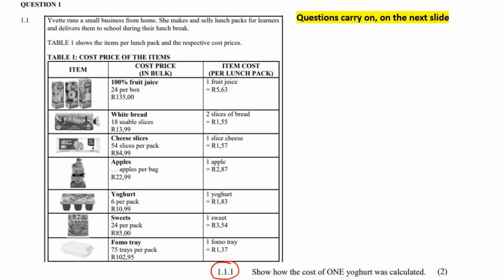So the first question says, show how the cost of 1 yogurt is calculated. Okay, so here's yogurt. Now, have a look at this. In this pack, there are 6 yogurts. You see 1, 2, 3, 4, 5, 6. We've all seen that before. How much did it cost? 10 Rand 99. So what would the cost of 1 yogurt be? Well, you could say 10 Rand 99 divided by 6. And then that would be 1 Rand 83 per yogurt, and that's exactly what they're getting over there.